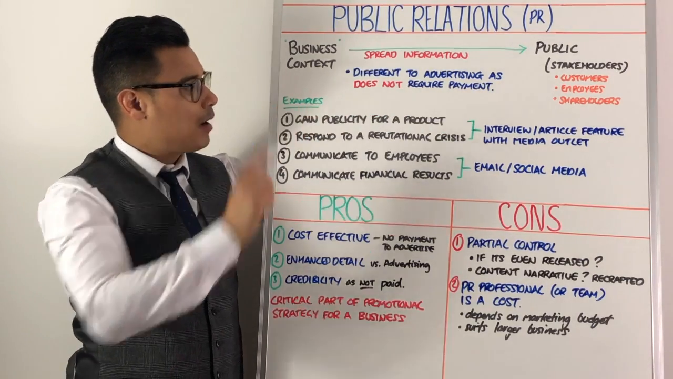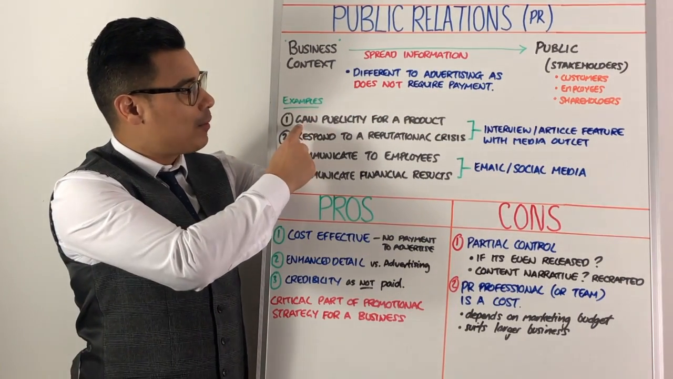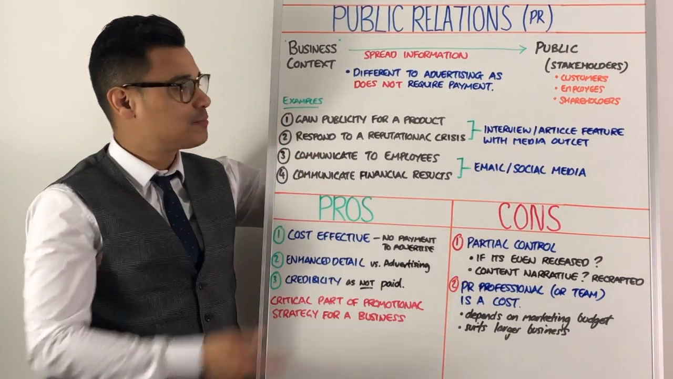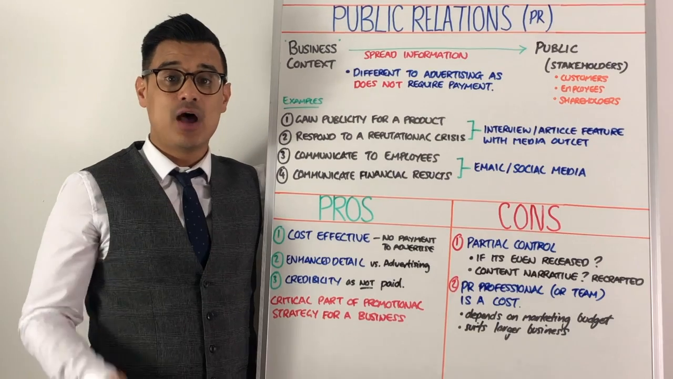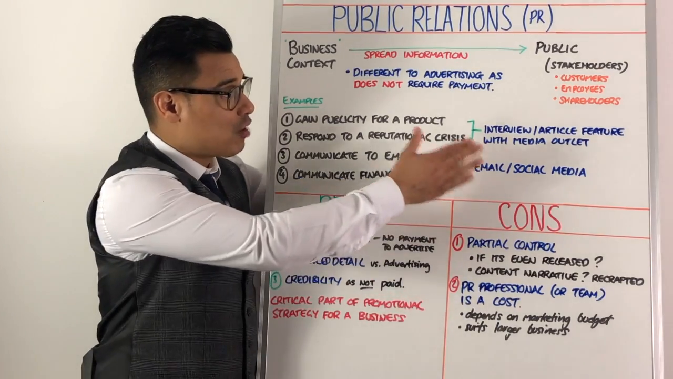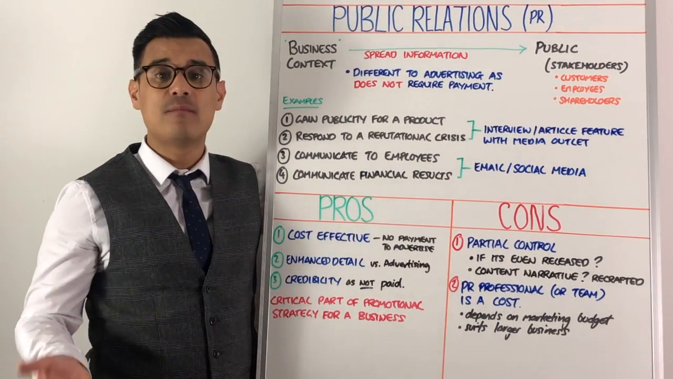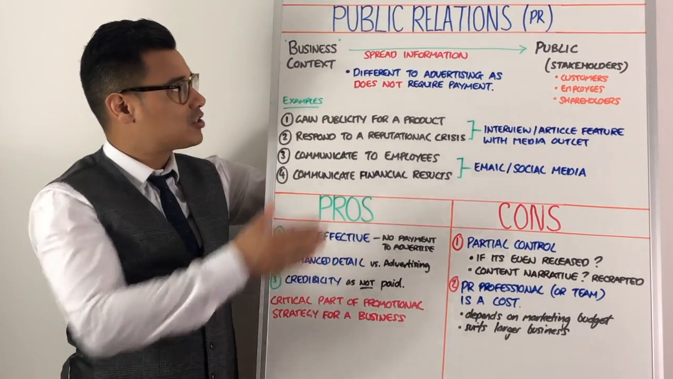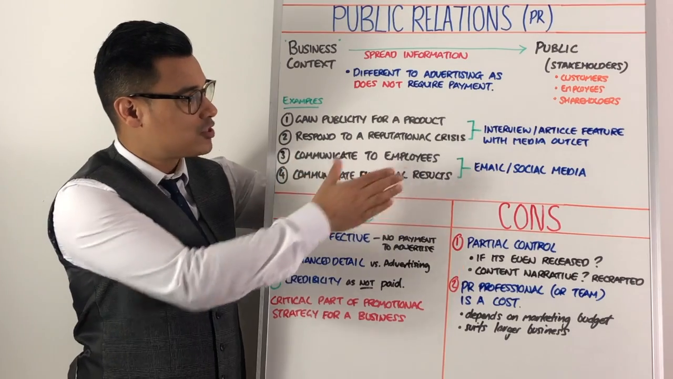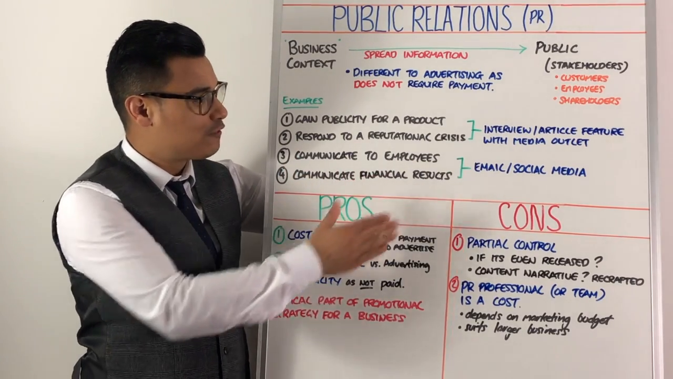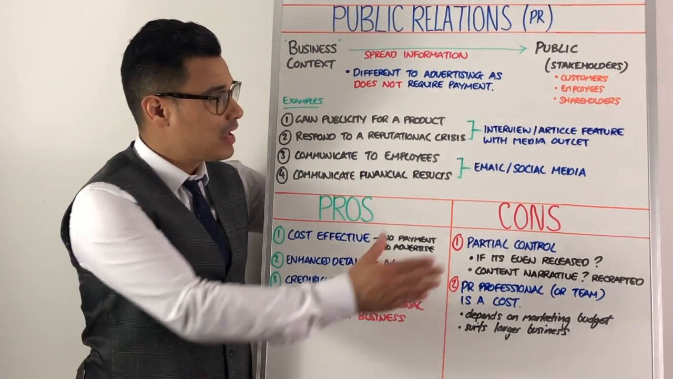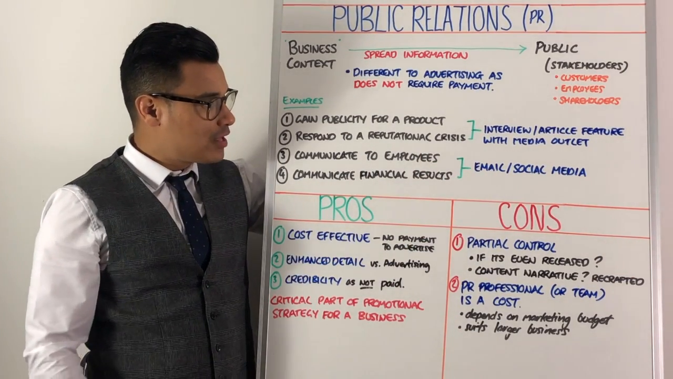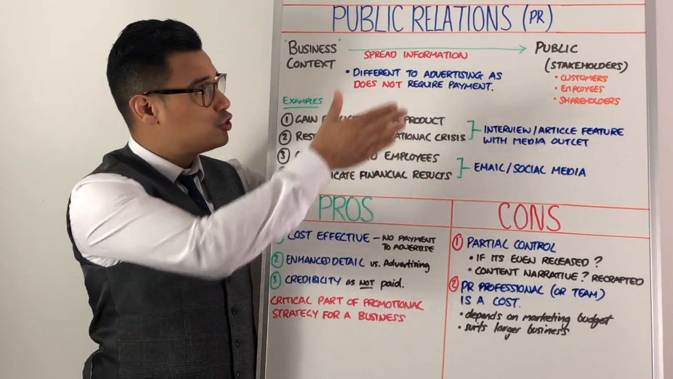Now, examples of public relations, it could be you do public relations to gain publicity for a particular product, maybe a new product, or to respond to a reputational crisis. A method for either of these could be that you run an interview or an article feature with a media outlet. That could be a newspaper or a magazine. Another example of PR could be that you communicate to your employees or you communicate your financial results for the year. And you could do that through email or through social media. So there's different methods to how you can do PR.